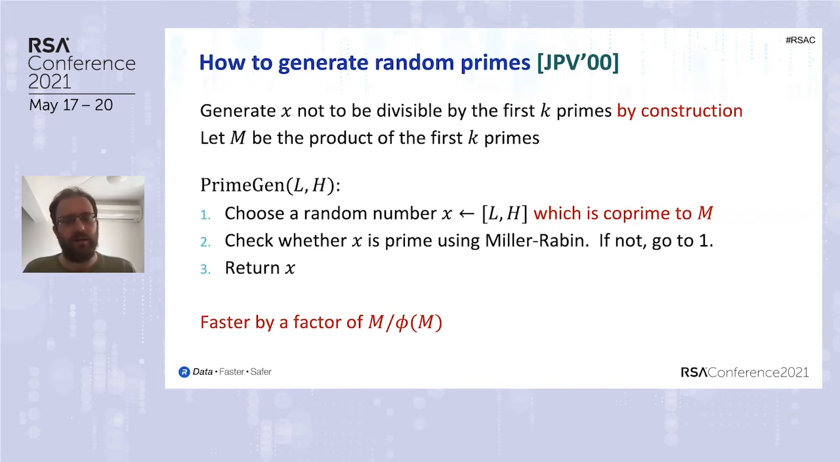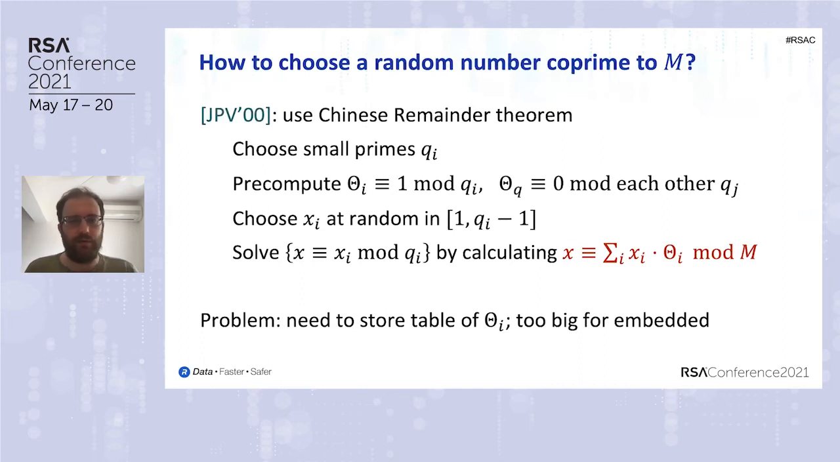And this will be faster than the naive method by a factor of M over phi of M, which is about 10 or 12 for RSA size numbers, because this is sort of the ratio of composite numbers that you weed out using this method. Of course, you know, in some sense, I've just kicked the can down the road. How do I choose a random number that's coprime to M?